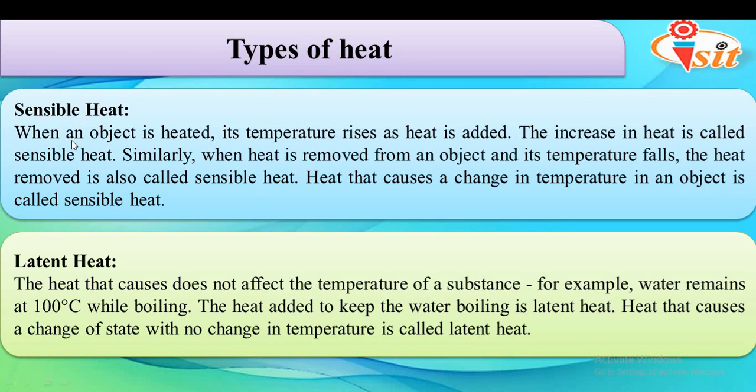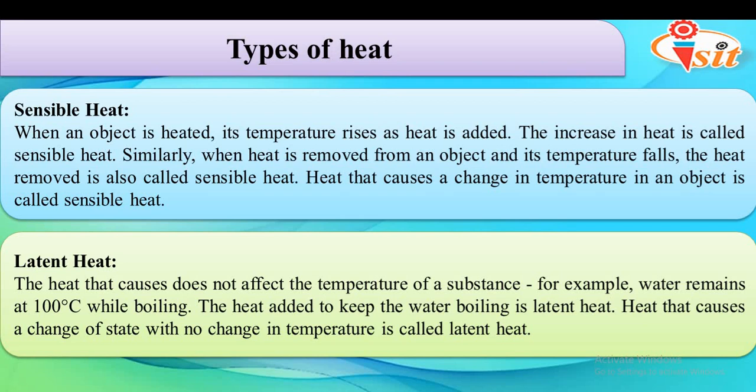In other words, we can also say that if we are able to measure the heat with the help of some instrument, then it is called sensible heat. Like if we consider an example of a human body, with the help of a thermometer we can sense the temperature of the body. Or we can consider another example.